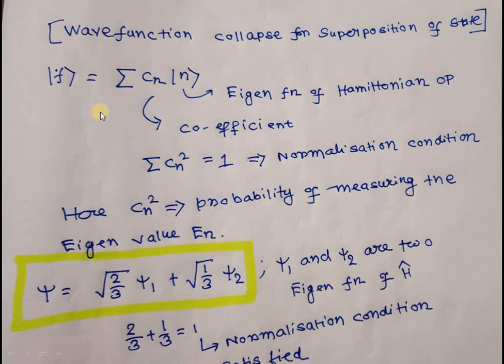Okay, so let's take a simple example where this is the wave function, which is expressed as a linear combination of two eigenfunctions of this Hamiltonian operator. These eigenfunctions are psi1 and psi2, and root 2 by 3 and root 1 by 3 are the corresponding coefficients of these two functions. You can see that if we take the square of root 2 by 3 and the square of root 1 by 3 and sum them, the sum of these two will be equal to 1. So we can say that this wave function is a normalized wave function, as this normalization condition is satisfied.